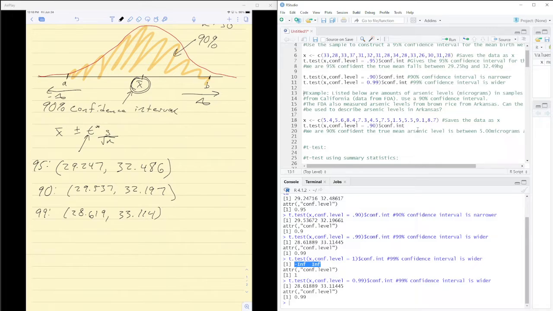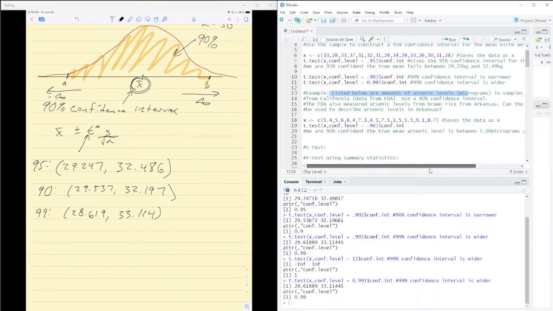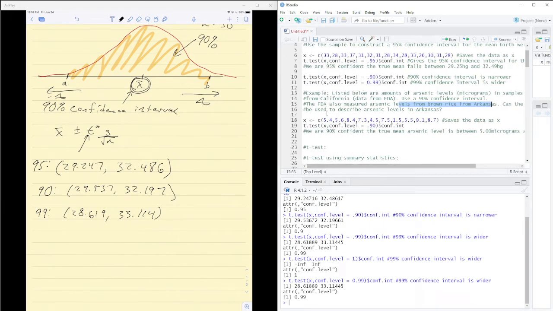Okay. Let's do another one. Listed below are the arsenic levels in samples of brown rice from California. The data comes from the FDA. Use a 90% confidence interval. So we want to see if there are arsenic levels here. The FDA measured arsenic levels from brown rice from Arkansas. Can the confidence interval be used to describe arsenic levels in Arkansas?